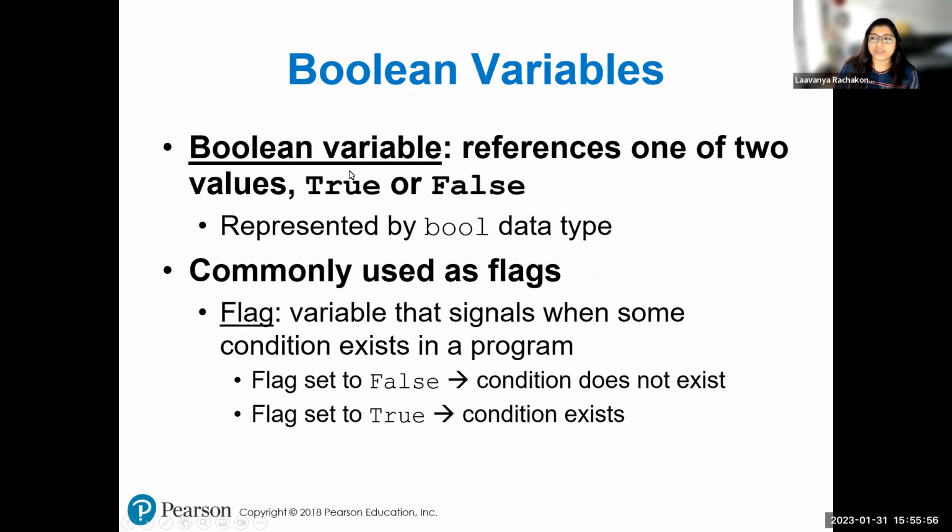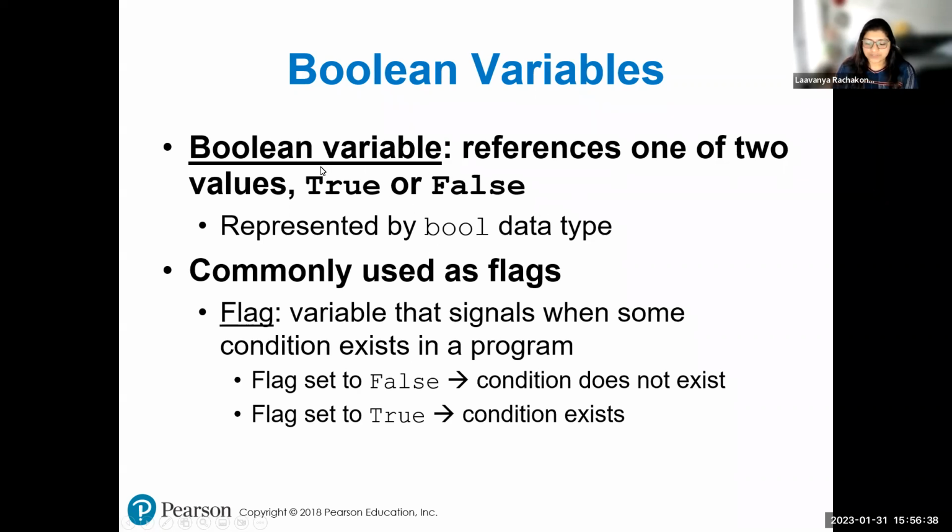We have Boolean variables as well. Boolean variables reflect one of two values, which is true or false. This is represented by the bool data type. We will be using them as flags. Basically, you can first set the flag to false, so that the condition does not exist, and once you are writing the program, you can change that flag to true. We will not be talking much about flags in this chapter, because we'll be using flags in chapter 5 and chapter 6. So for now, just understand that you have Boolean variables, which are true or false.